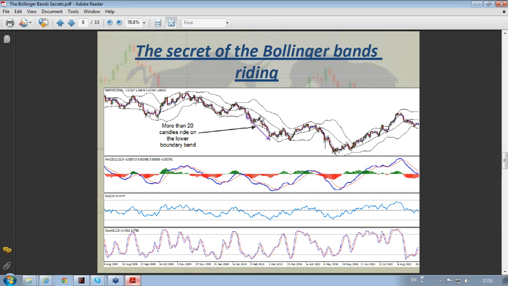Once the prices are riding one of the boundaries, in this case the negative, minus 2, they will try to go back to their average. Where is the average? It's not the 20. It's the 20 plus 2, because it was riding the minus 2 deviation. It's going to make the attempt to go back to the plus 2, which means the opposite boundary band.